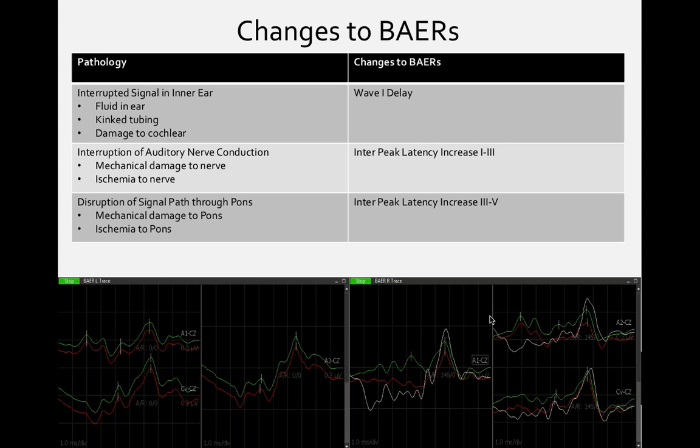So when we see the interpeak latency increases in these specific areas, we then know to think about what could be happening at those different areas. Is it at the ear? Is it along the nerve? Is it as the nerve goes into the brainstem? Is it inside the brainstem? Depending on the changes in our signals, we can make these inferences alongside with our neurologist and in communication with our surgeon, of course.